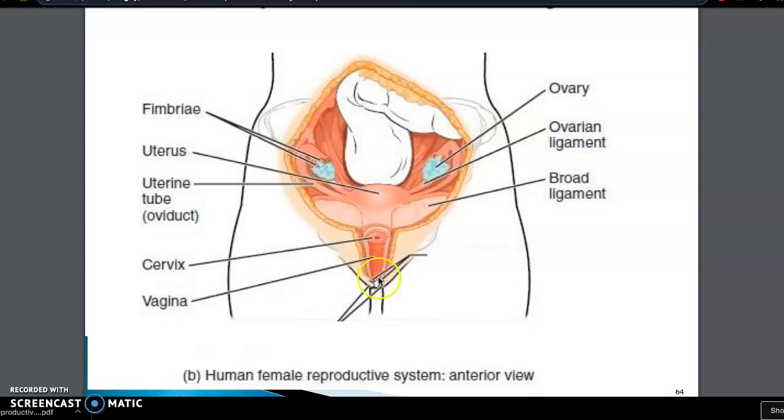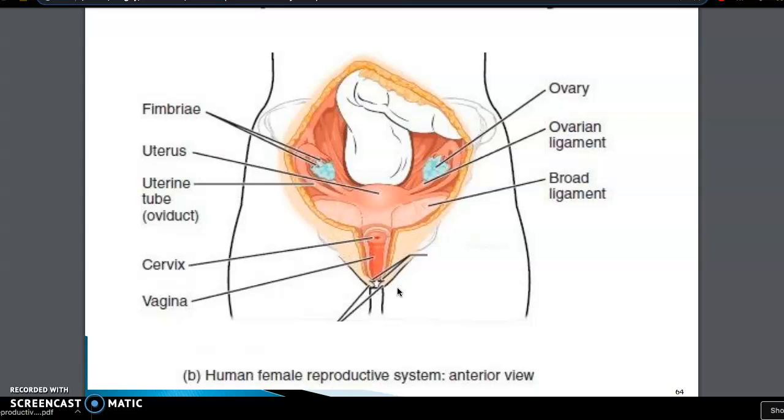Something that isn't pictured here is the hymen. It's a thin membrane that covers the vaginal entrance. Some women have this and some don't. But if they do, it normally has perforations that allow secretions and menstrual blood to exit the body.